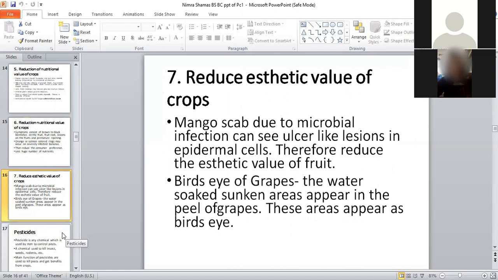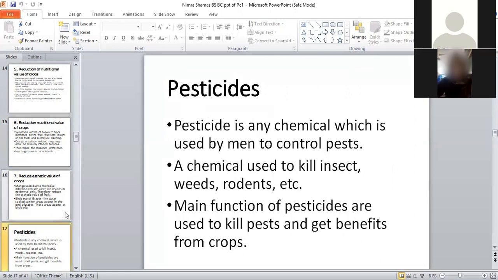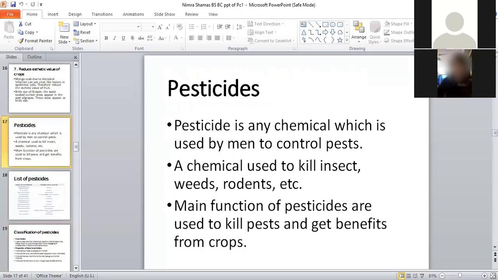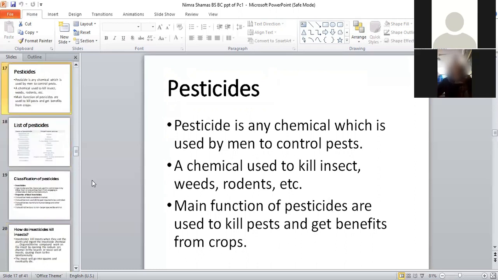Next slide. Reduction of aesthetic value. Aesthetic value is the economic value of the crop. So this value is the same. And then the pesticide. What is a pesticide? A pesticide is any chemical which is used by man to control pests. Okay, pesticides are the chemical method to control pests. A chemical method to kill insects, animal pests maybe, or maybe plant pests. We use pesticides to kill insect pests and we get benefit from the crop. So these are the pesticides which are used to save our environment, to clean the crop so that we get benefit from the crops.